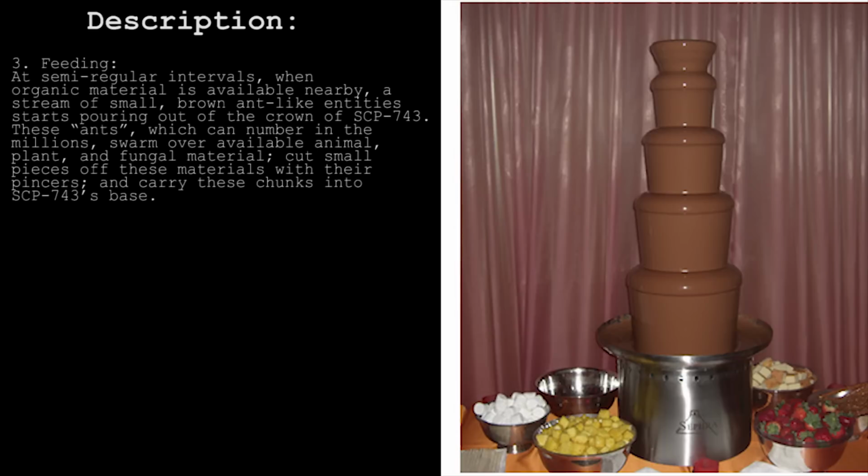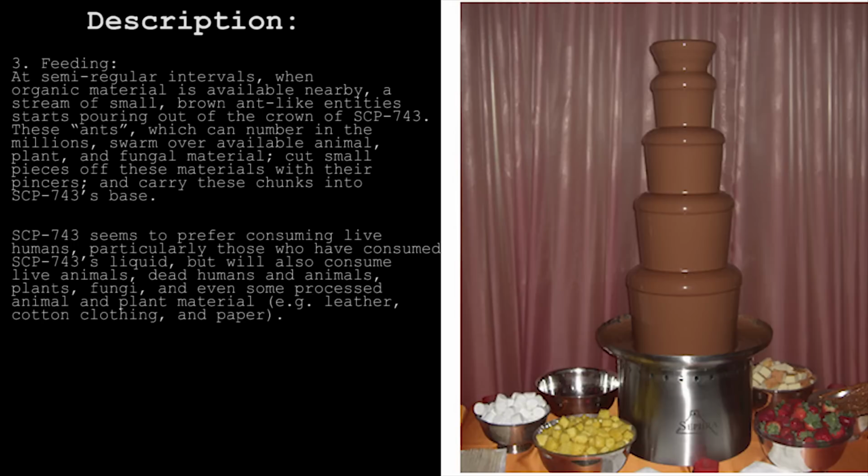3. Feeding. At semi-regular intervals, when organic material is available nearby, a stream of small brown ant-like entities starts pouring out of the crown of SCP-743. These ants, which can number in the millions, swarm over available animal, plant, and fungal matter, cut small pieces off these materials with their pincers, and carry these chunks into SCP-743's base.